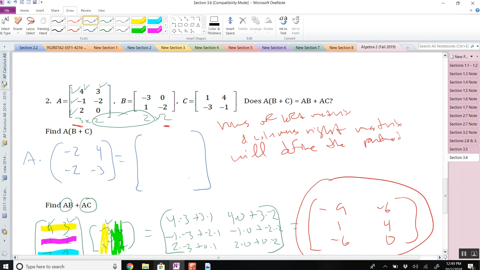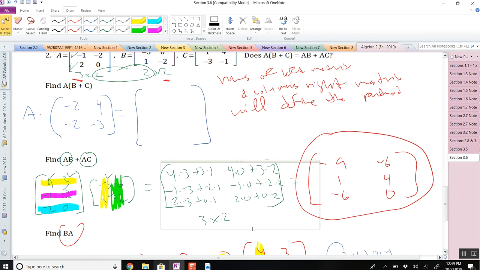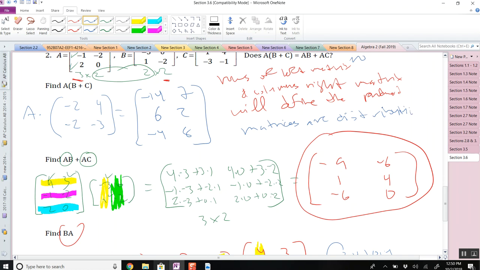-2, 4, -2, -3. So I actually do get a different answer. So what this also tells us, so I get -14, 7. There's a bell. -4, 8. So matrices are not distributive. The answer is no here. So you can't assume that either. Not distributive. Sorry for the messy handwriting.